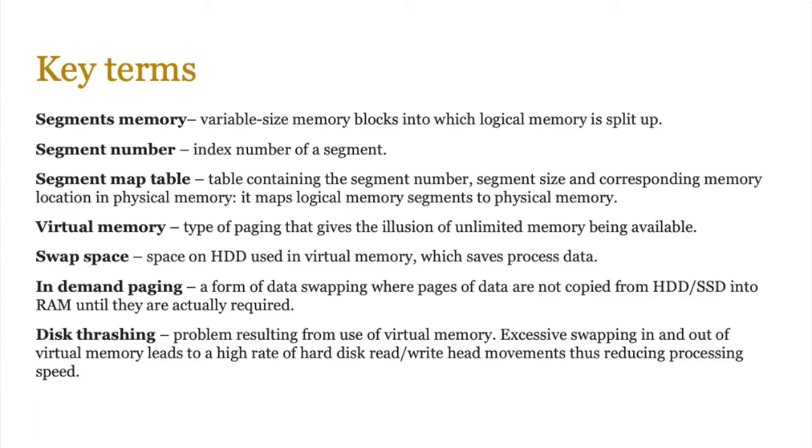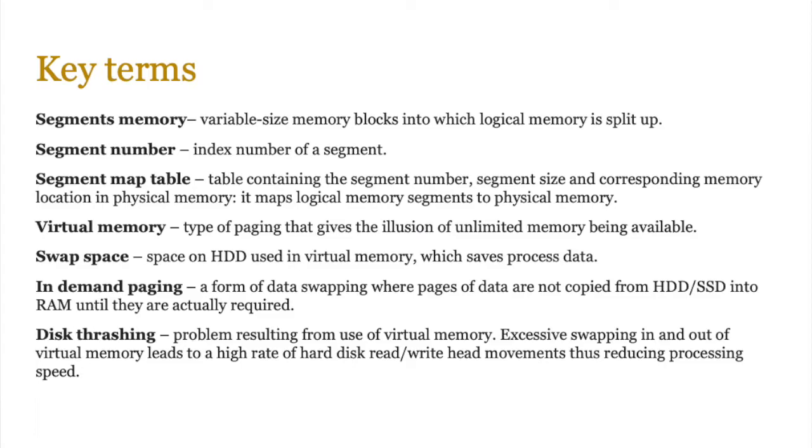In addition, we have virtual memory, which is a type of paging that gives the illusion of unlimited memory being available. Now, segmentation is not used for virtual memory, and we'll talk about that. Swap space is a space on your hard disk drive or SSD, which is used in virtual memory. In-demand paging is a form of swapping where pages of data are only copied from the hard disk drive or SSD into RAM when they're actually needed. Otherwise, you keep them in your swap space.